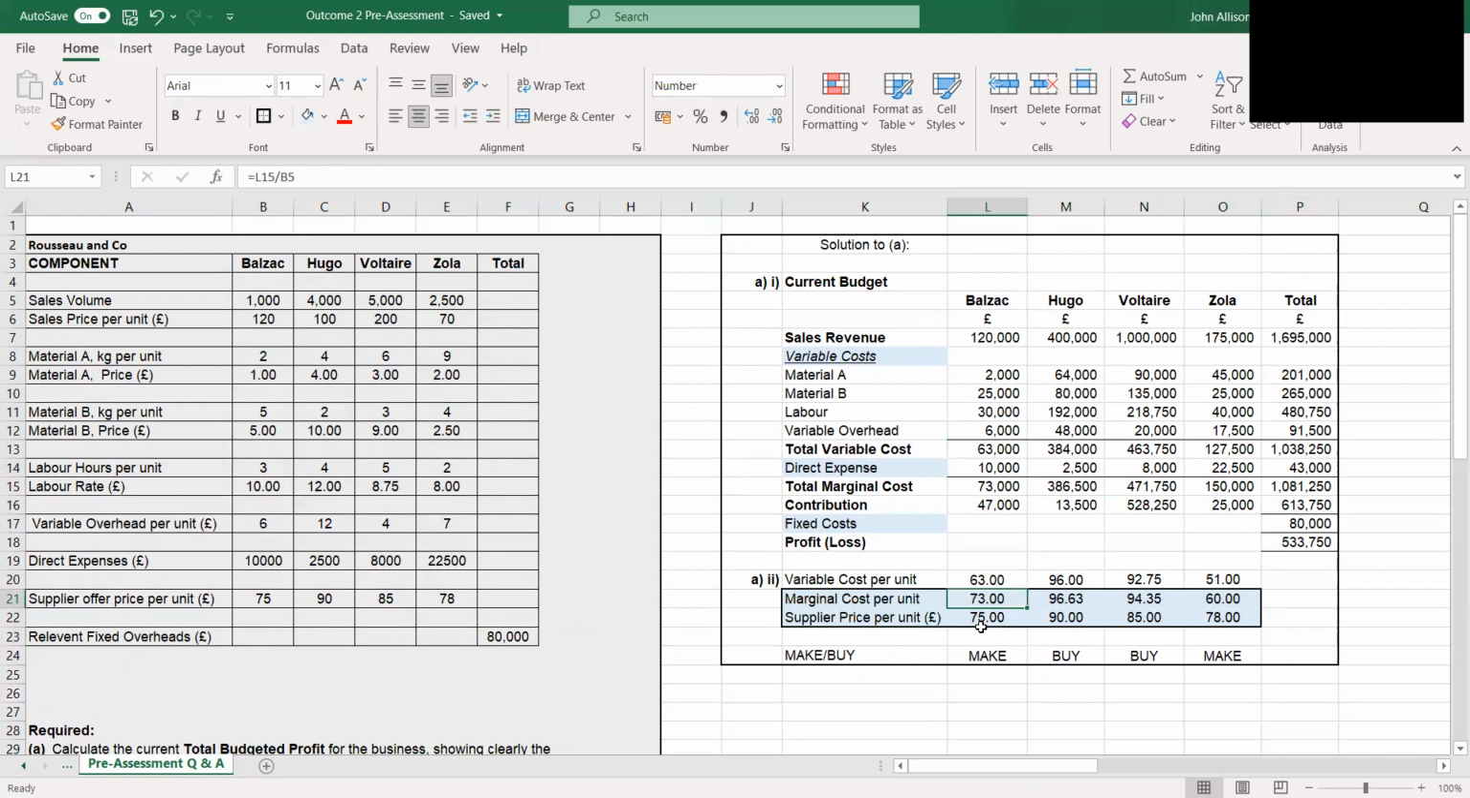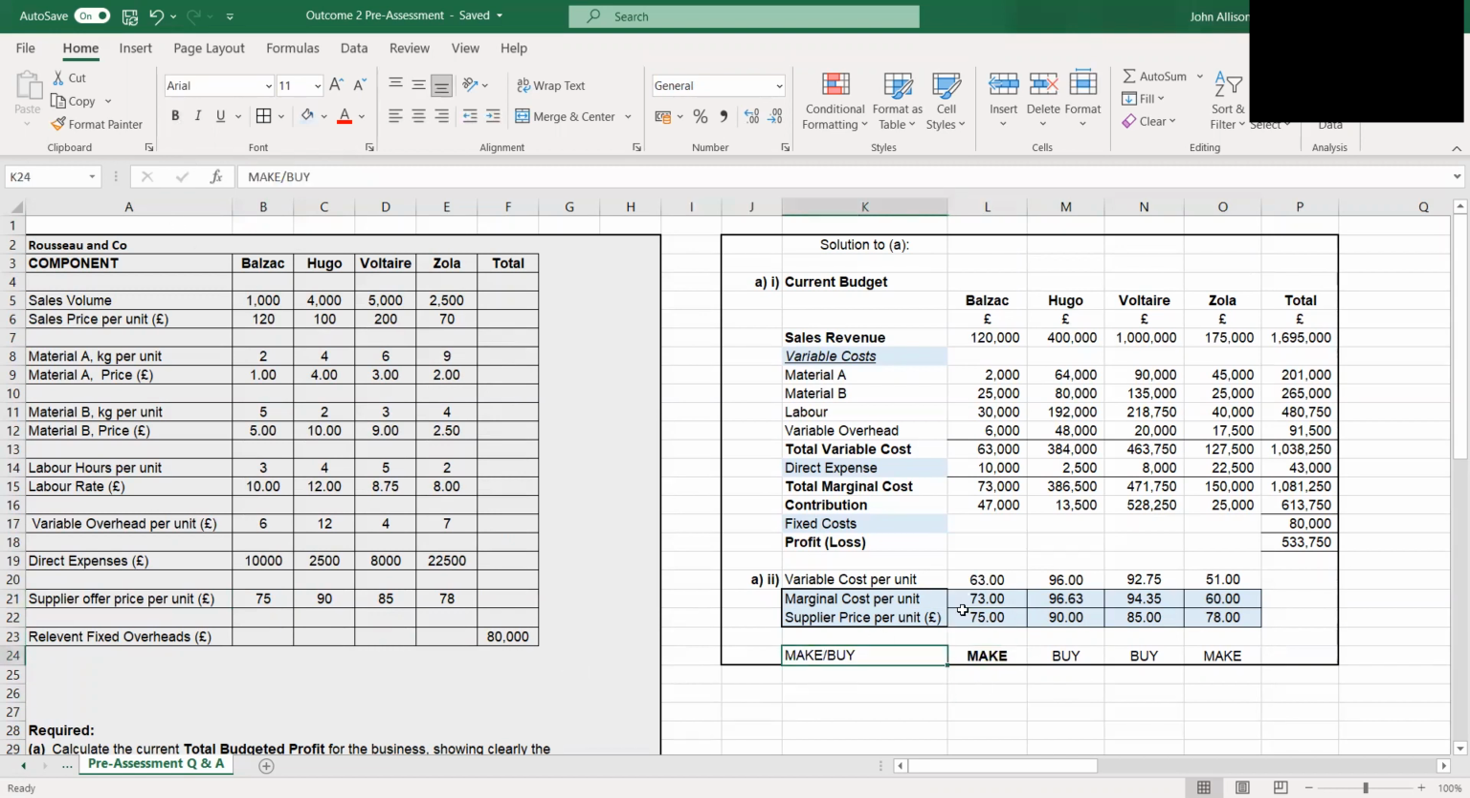So we can see the marginal cost per unit is £73. There is a supplier who's willing to supply Balzac and he's willing to charge £75 a unit. So if we can make the component for £73, or we can buy it in for £75, obviously the cheaper option is to make the component ourselves because it only costs us £73 to make it, whereas it would cost £75 to buy it, which means we should make this component.